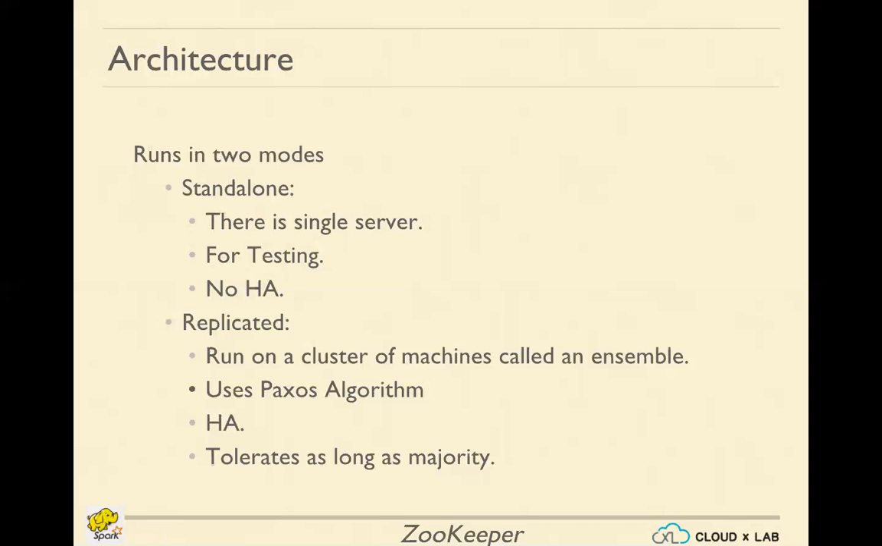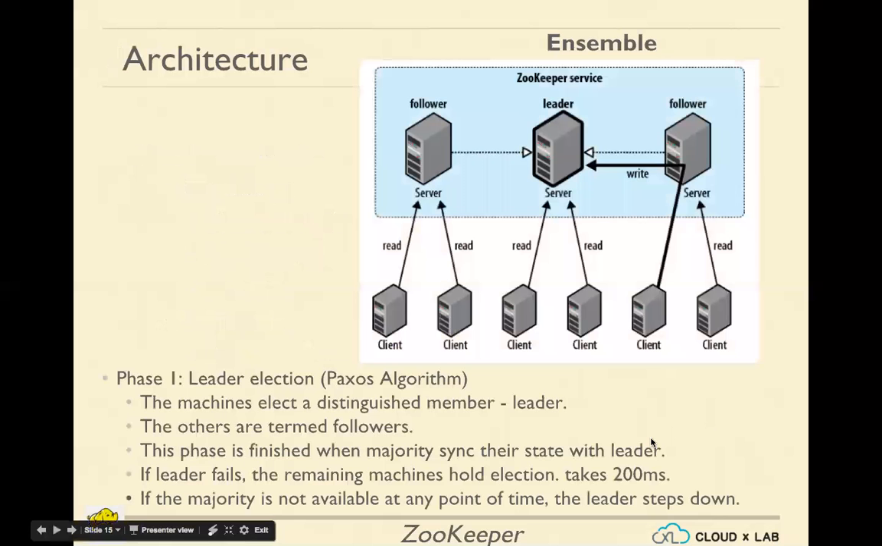The election mechanism is driven by an algorithm called Paxos. We will discuss it briefly today. As long as more than half of these machines are available, Zookeeper will work. Otherwise, it will become read-only. Otherwise, it'll become read-only.